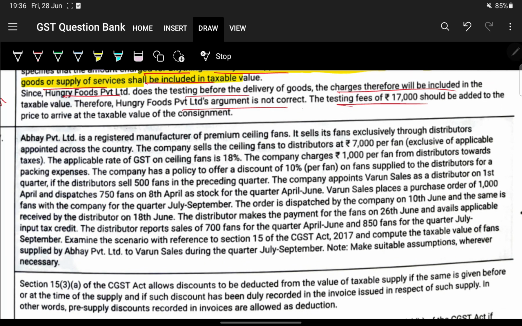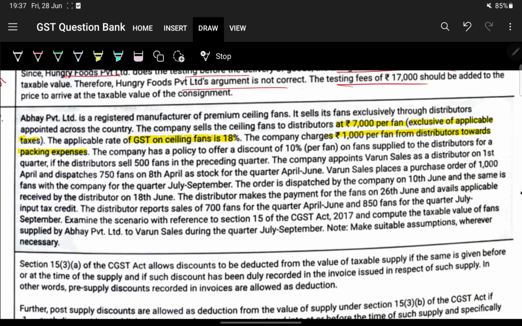So Abai Private Limited is a registered manufacturer of premium ceiling fans. It sells fans exclusively through distributors appointed across the country. The company sells the ceiling fans to distributors at 7,000 rupees per fan, exclusive of taxes, meaning taxes have not been added into this, okay? Next, GST of 18% is applicable. Next, the company charges 1,000 rupees per fan from its distributor towards packing expenses, okay?